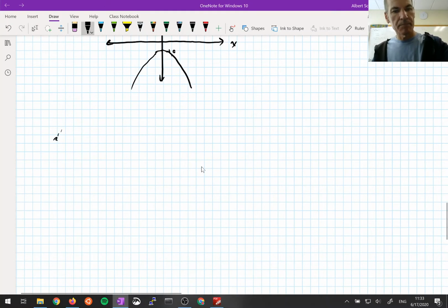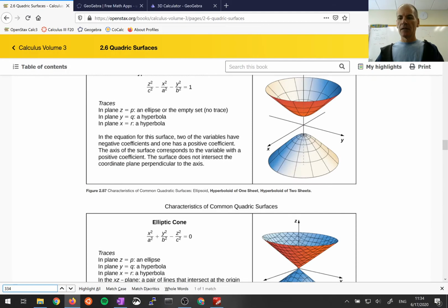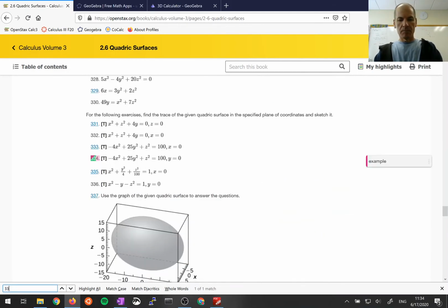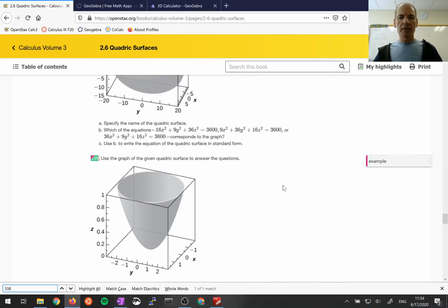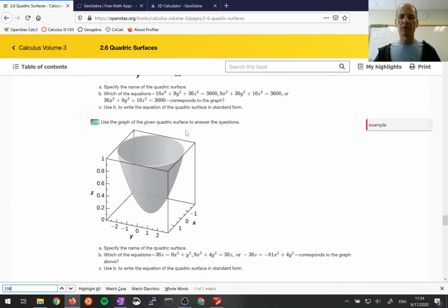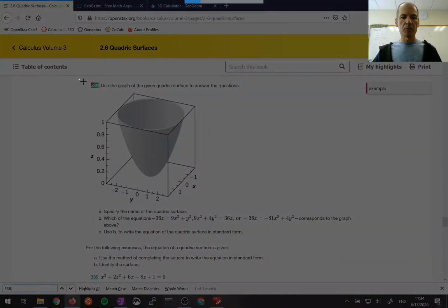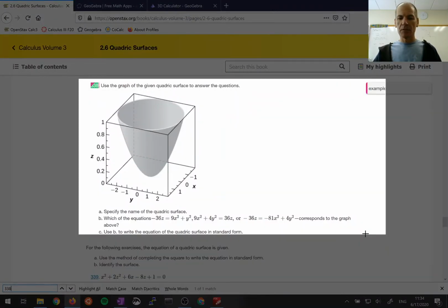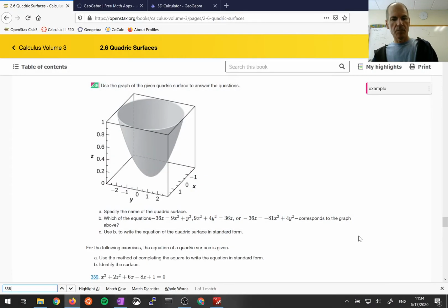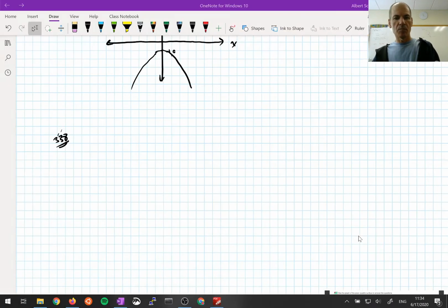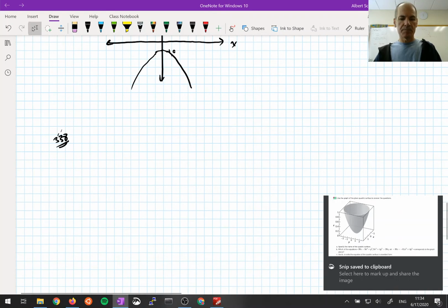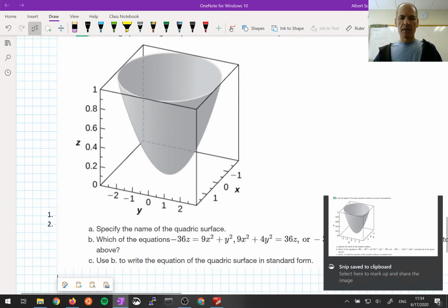338. Let's talk about 338. In 338, we're asked to use the graph of the given quadric surface to answer the following questions. Let me grab that, move it over to our notes, and maybe make it a little bit smaller.